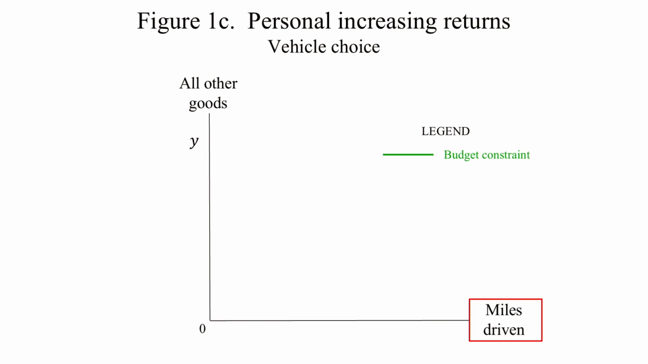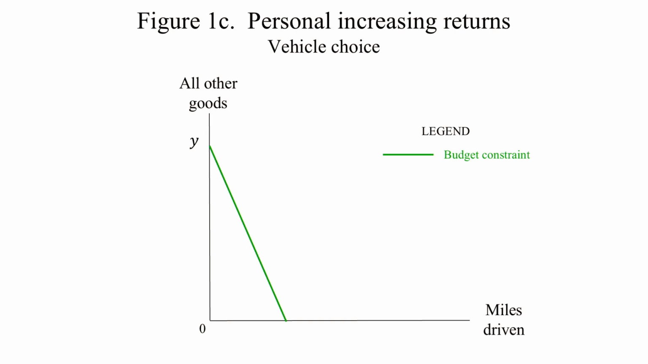And the cost in terms of what you have to give up of other goods, put it in dollars if you want, of driving a mile depends on the type of vehicle you have. And some vehicles require a lot of gas and other variable costs. So those type of vehicles we might draw like this with a steep slope.